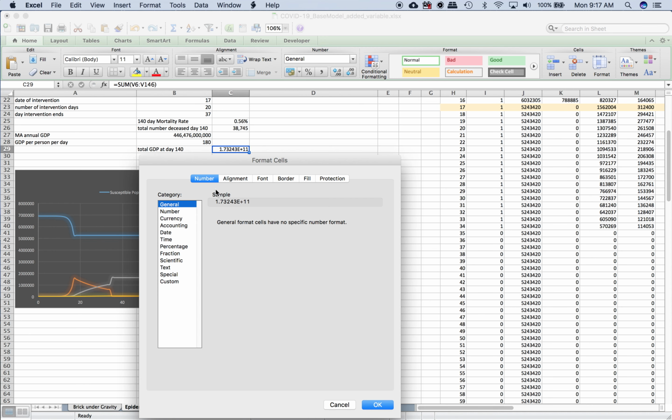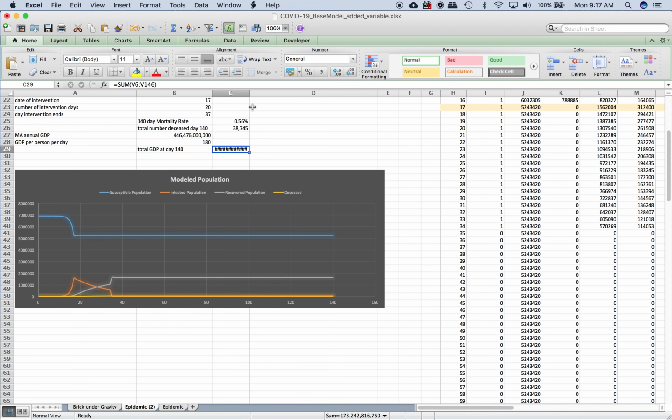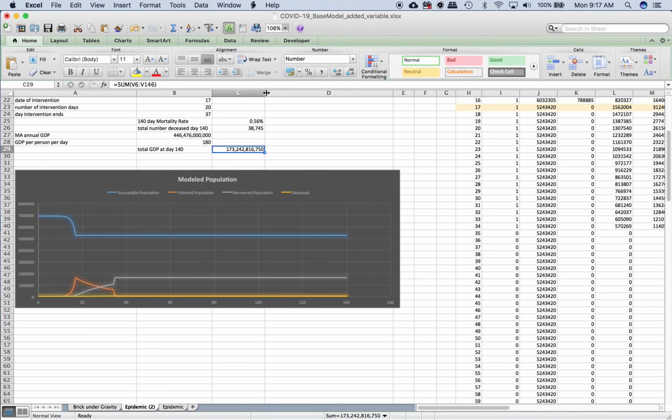I'm going to format this. It's in scientific format right now. I'm going to put it in numbers. Places, use thousand separator. We aren't concerned about cents. It's showing like that because there's not enough room in the column, so we're going to increase column width. Okay, so total GDP at day 140 is $173 billion.